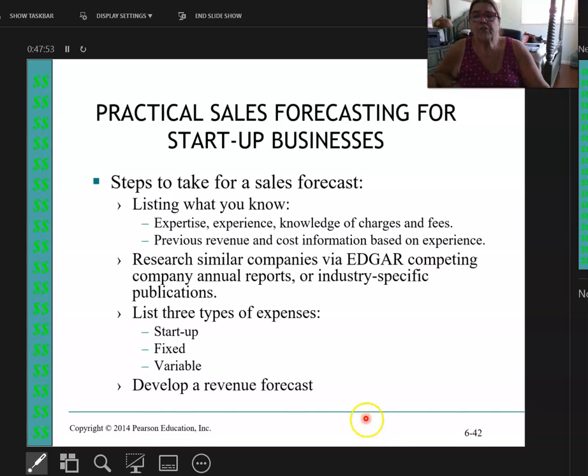So when you're going to do a sales forecast for a startup business, you've got to have some expertise or experience of how much you're going to charge, how much it's going to cost you, and all the revenue you're going to make. If you don't have this information, there's something called EDGAR, and you can pull reports from other companies similar to yours. Just FYI.